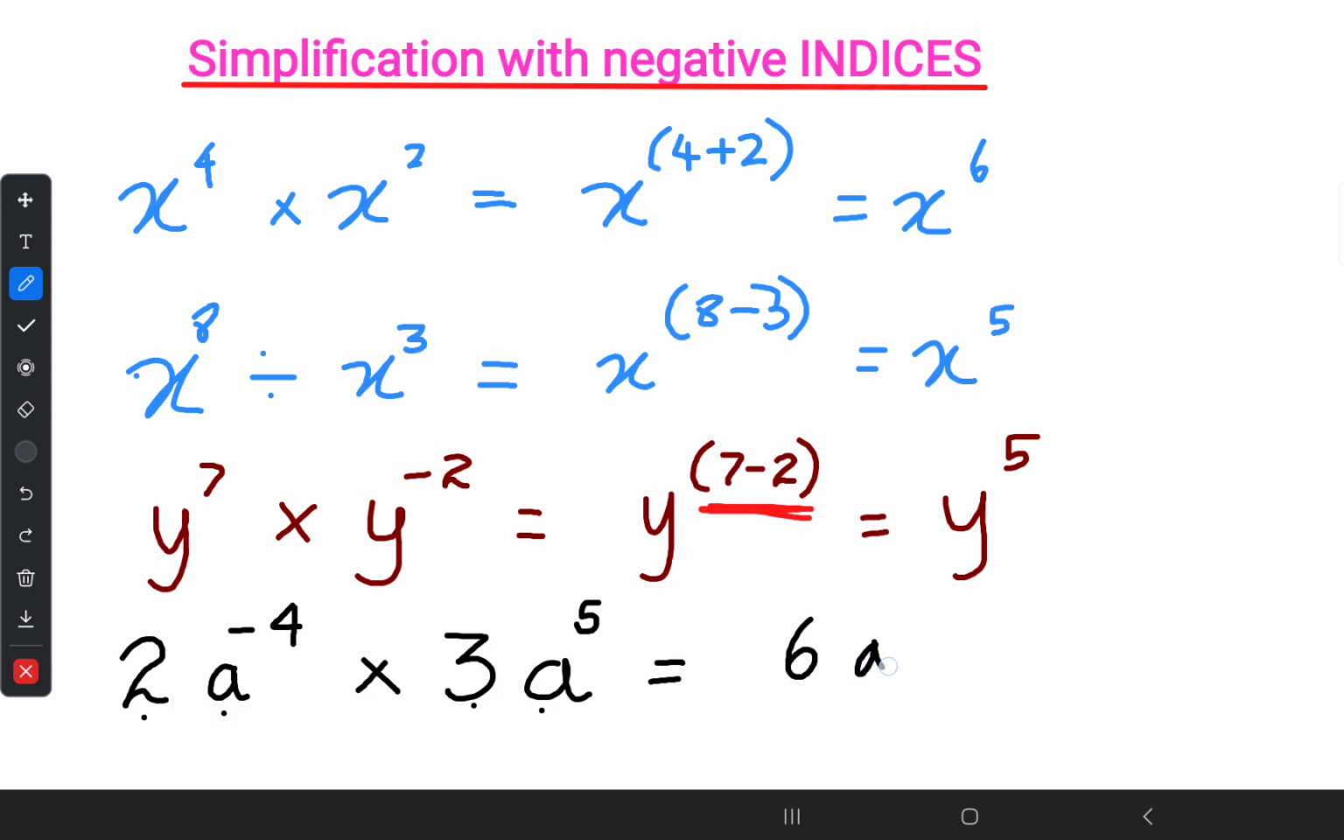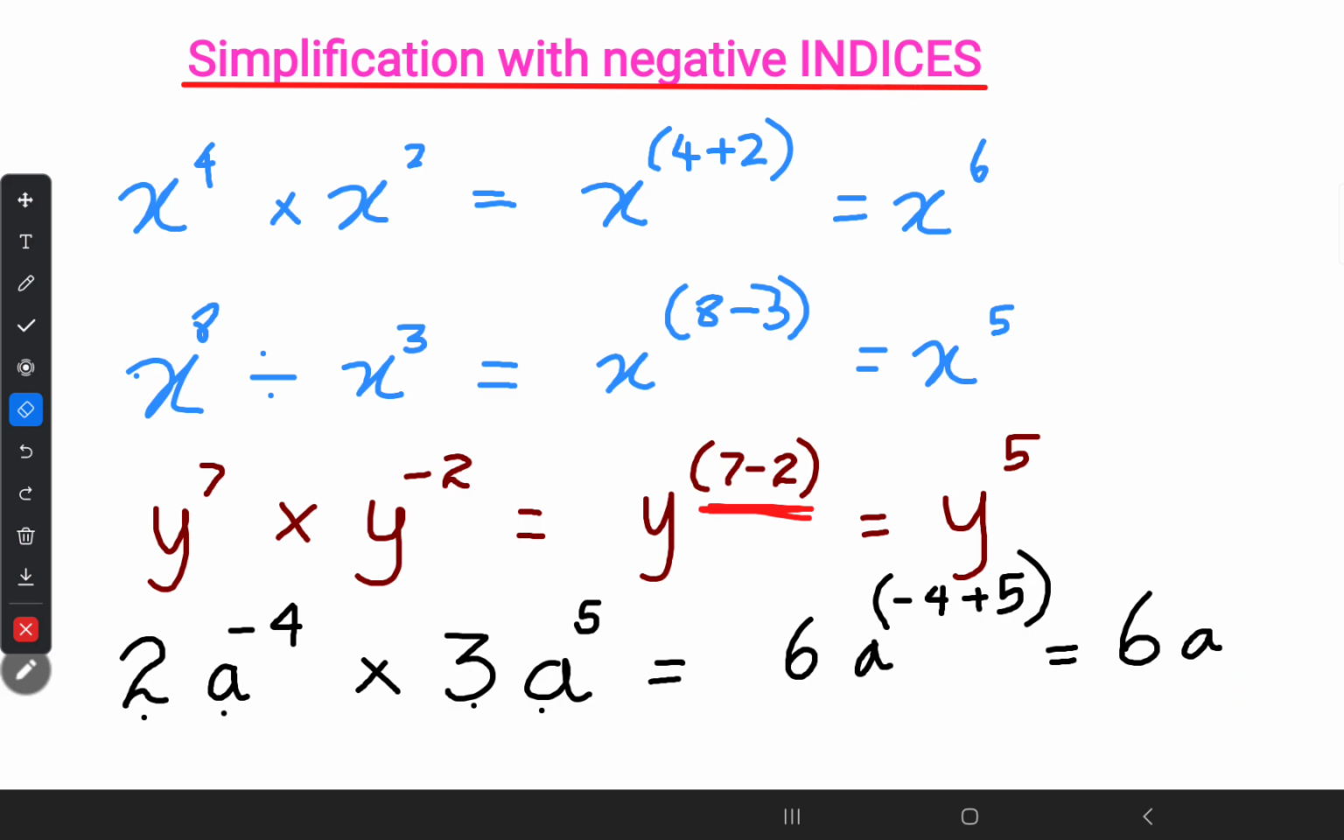So that means you should get the sum of these two indices. Negative 4 plus 5. So it will become 6a with the power of 1. A with the power of 1 means that is just a. So finally the answer would be 6a here.